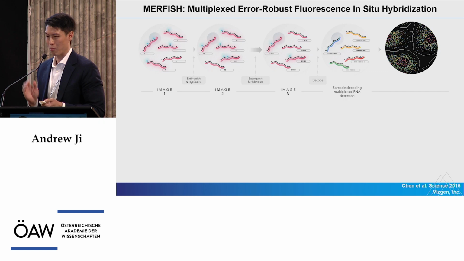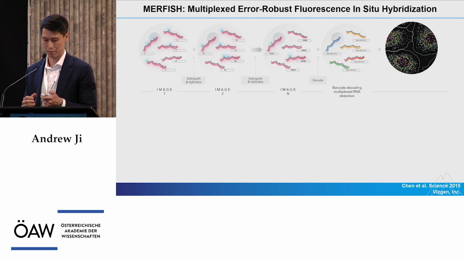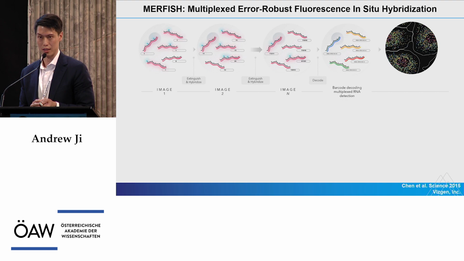So I'm gonna introduce one technique that we've been using that does partially overcome some of these limitations, and that is MERFISH, or multiplexed error robust fluorescence in situ hybridization, one of the in situ hybridization techniques. So this is a technique that uses targeted oligo probes that target up to 500 genes at once in your tissue of interest. And the way this particular technology works is that each of these probes targets a unique gene but contains overhangs that also bind to fluorescent probes.